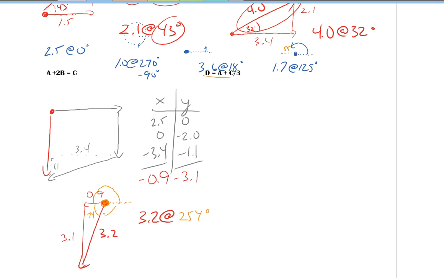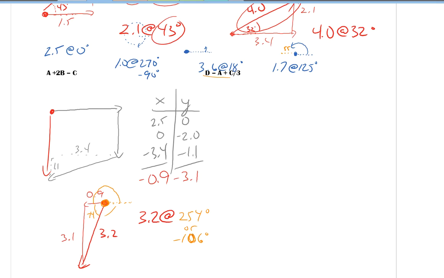You could have gone the negative way as well, which would be like a negative 106 degrees. It doesn't make any difference. I don't like using negative angles more than 90. I just find it harder to visualize. I don't know why. I would prefer the 254, but it doesn't really matter.